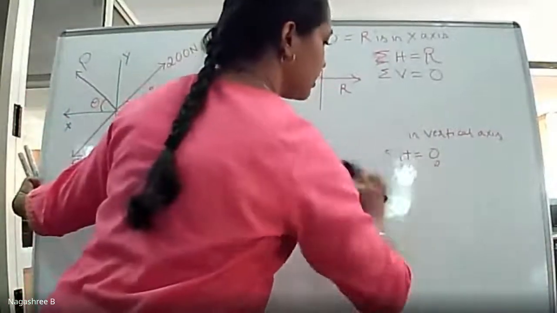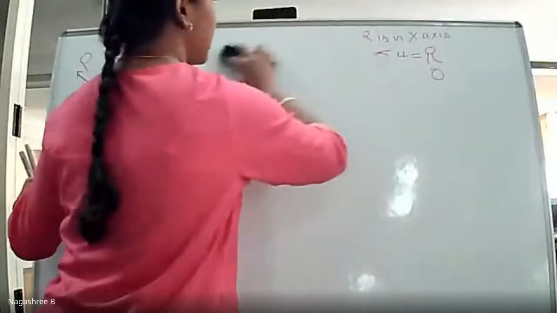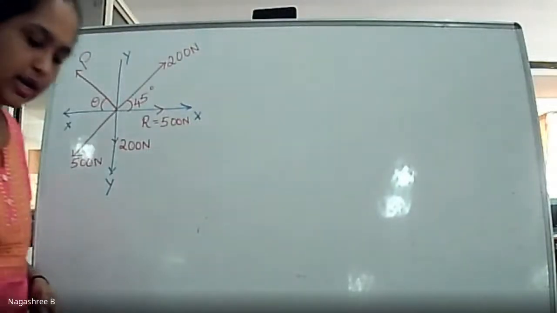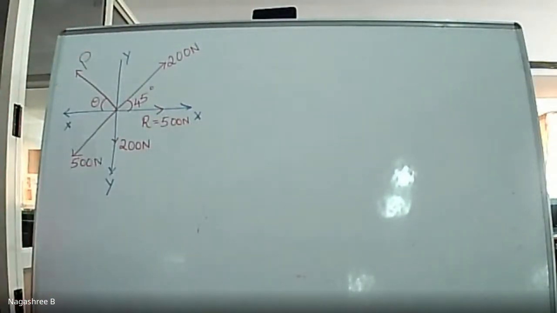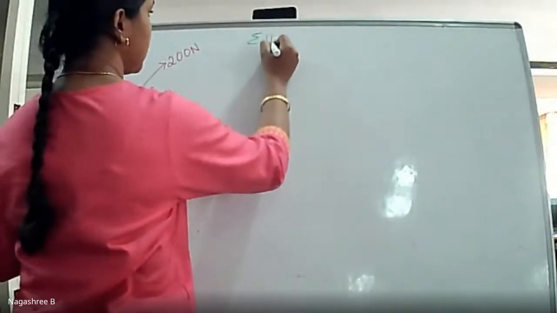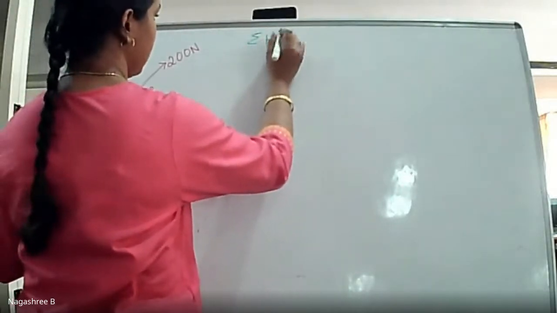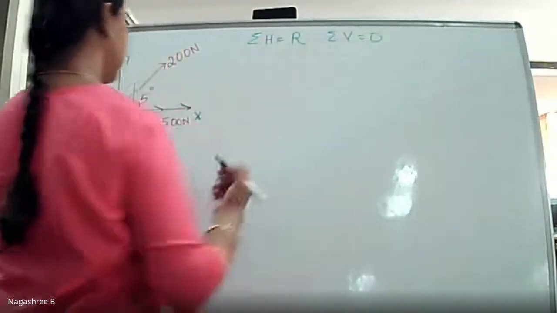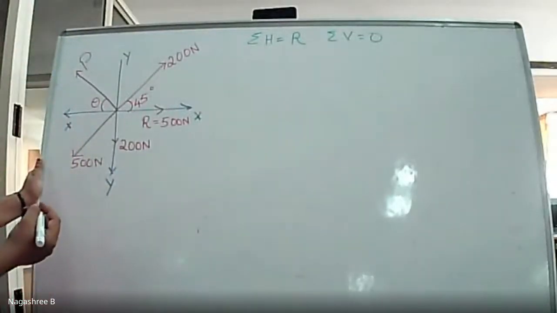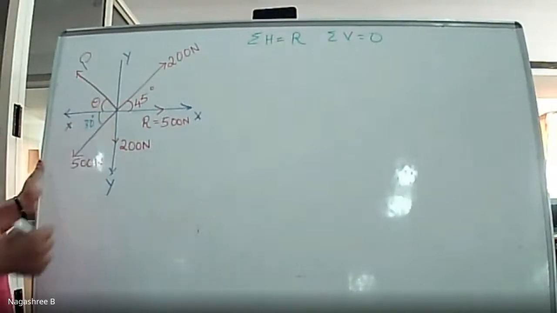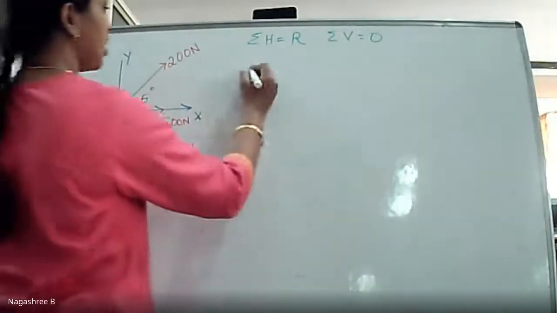As I said in the earlier class, we have only two equilibrium conditions as far as coplanar concurrent forces are concerned, so it is sigma h and sigma v. First and foremost, we find sigma h and sigma v. First of all, sigma h should be equated to r and sigma v has to be equated to 0. Before finding this, we need to resolve the forces.